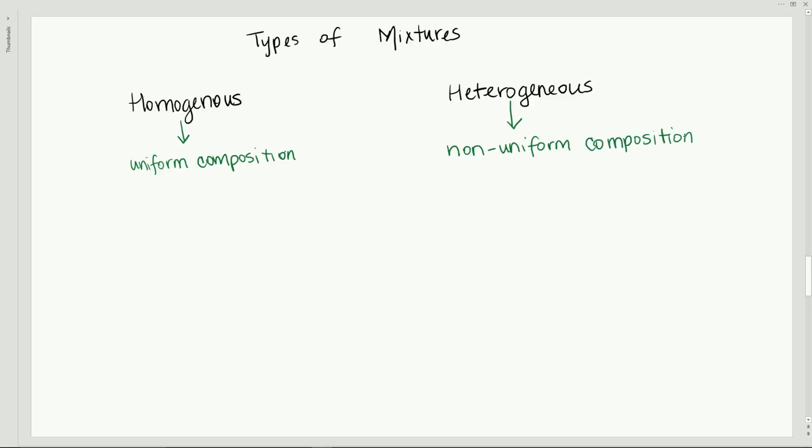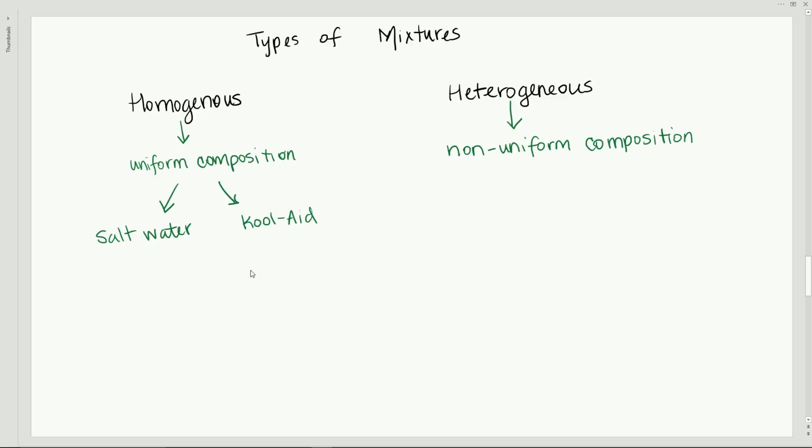So some examples of a homogeneous mixture, or one with a uniform composition, would be something like salt water, or Kool-Aid. So when you make Kool-Aid, you add the powder and sugar to your water. But once you mix that stuff together, the sugar and the powder both dissolve, and you can't tell that you added 3 different things to make your Kool-Aid. You just see the final Kool-Aid solution.